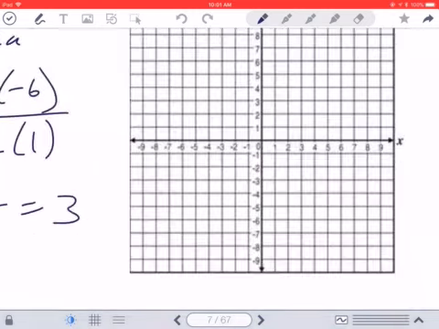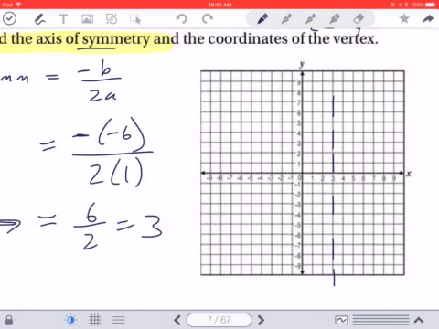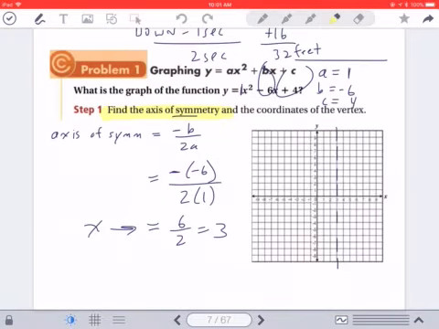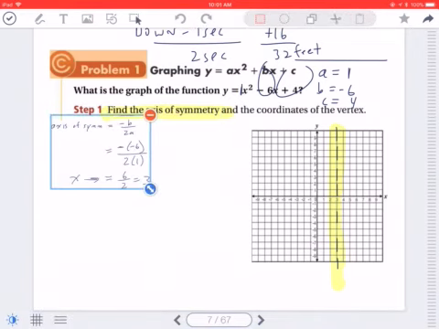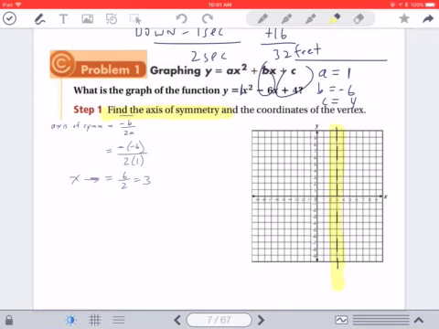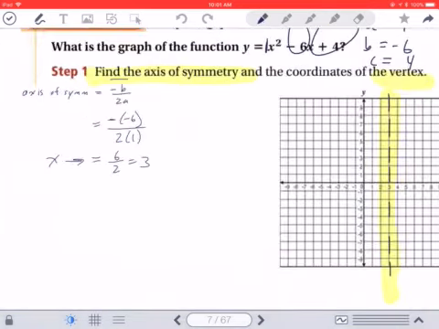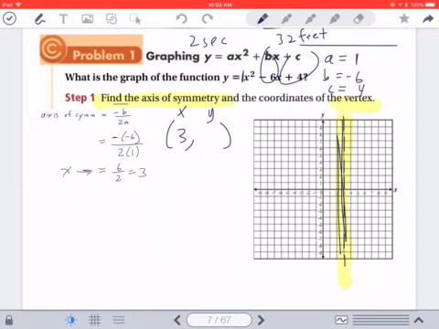So I'm going to go over here to 3, and I'm just going to make a dashed line at 3. That's my axis of symmetry. And I'm going to highlight that in yellow. Okay, so I've got that. Then what I need to do is I need to find the vertex. So I have to find the vertex right here. So how do I find the vertex? Well, I have 3 for my x value. I just got to find my y value. So it's somewhere on this axis of symmetry. Okay, that's where the parabola is symmetrical. It would fold based on this line.